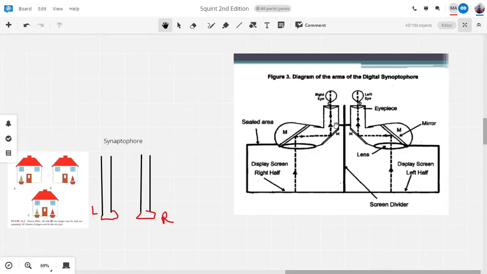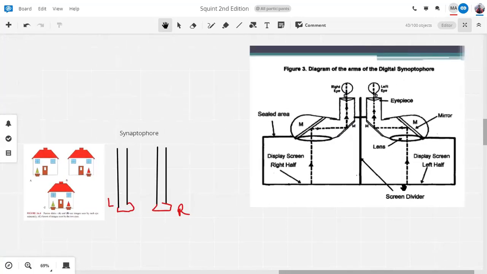They're not seeing the same thing. However, the patient is able to combine both these separate images and produce this third image, and we will know, okay, this patient has fusion. So the synaptophore tests binocular vision. That is the first important thing.